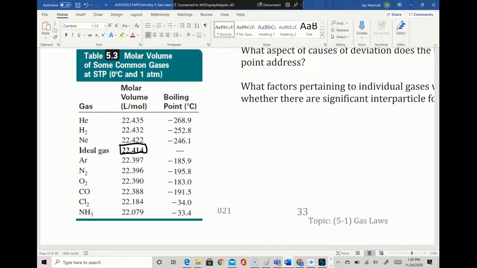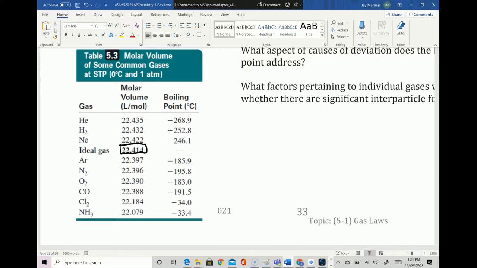Okay? But if I look at these other gases here, I find out that 1 mole of carbon monoxide only takes up 22.388 liters. It takes up less space. 1 mole of ammonia takes up even less space, 22.079 liters. On the other hand, helium takes up a little bit more space. It spreads out more. Hydrogen spreads out more.